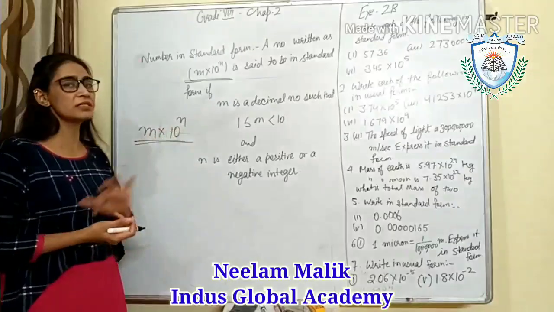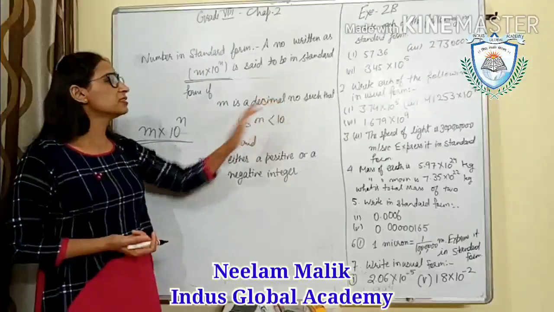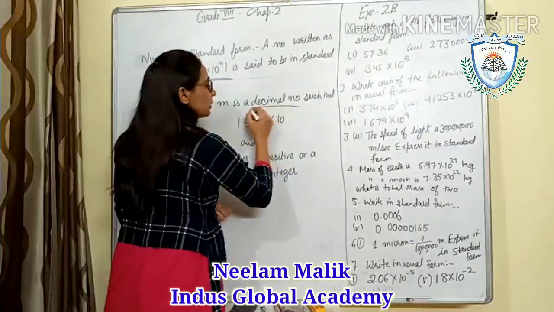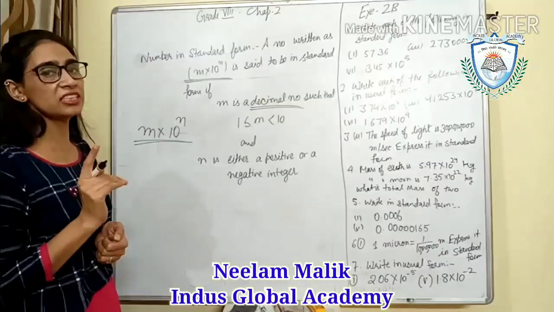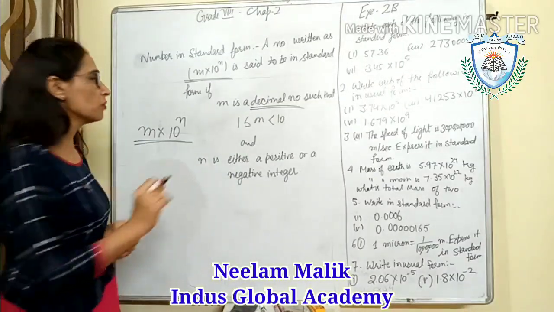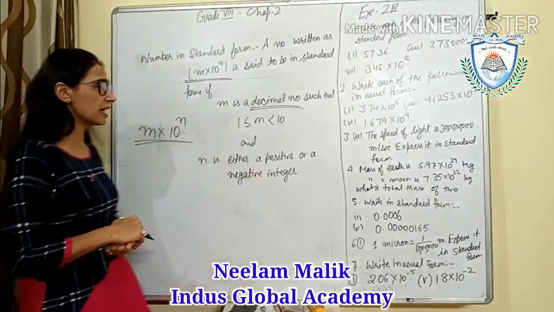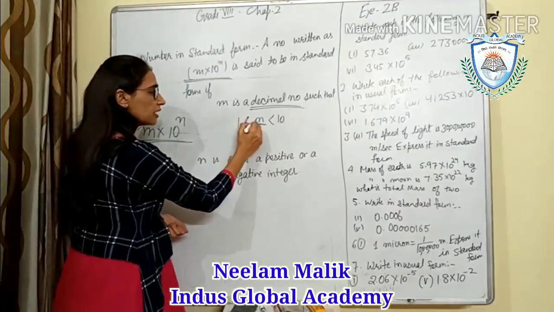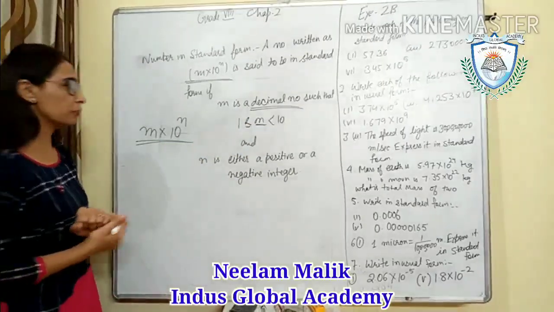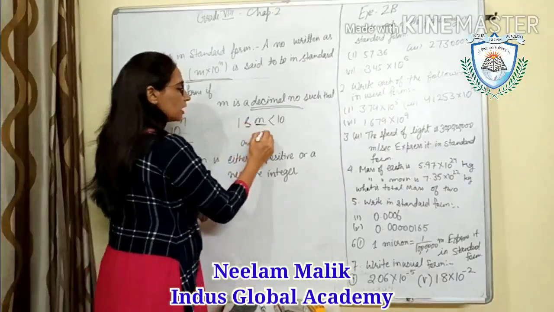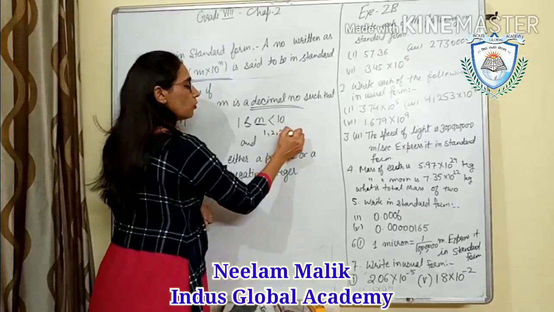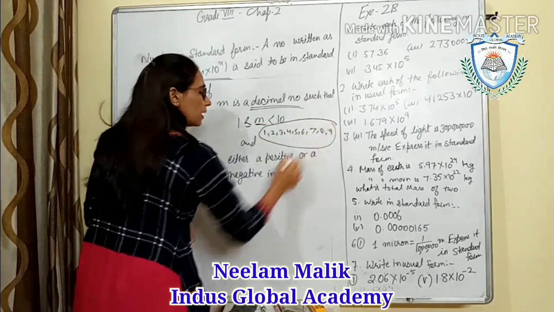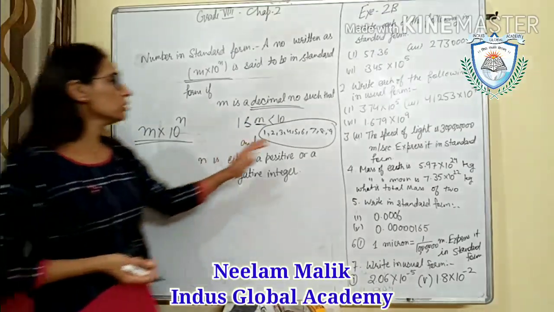What is this m and what is this n? M is a decimal number. Please note this point, decimal number. Okay, they are talking about a decimal number in which there will be a decimal point. So m will be a decimal number such that m is greater than or equal to 1 and less than 10. Means the value of m can be 1, 2, 3, 4, 5, 6, 7, 8, 9. The value of m can be between these numbers.